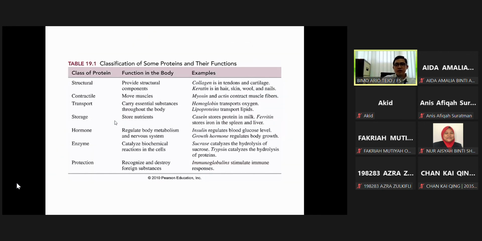That's all for today. I think we finished this topic about protein structure. Next week I will continue with protein analysis, how we analyze the protein structure and whether the protein is there in our sample.